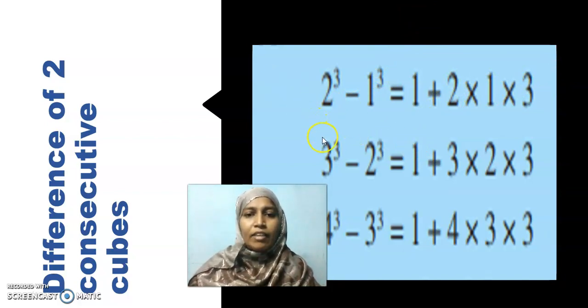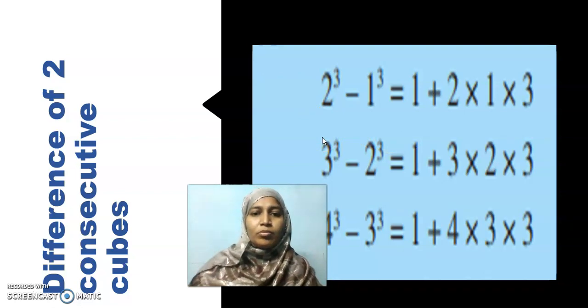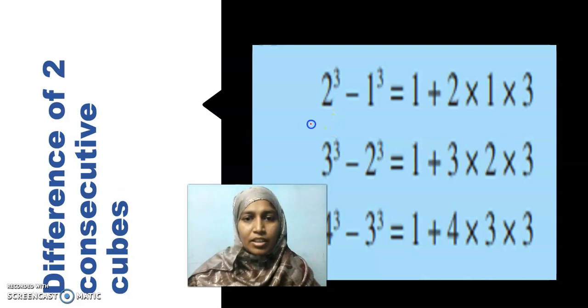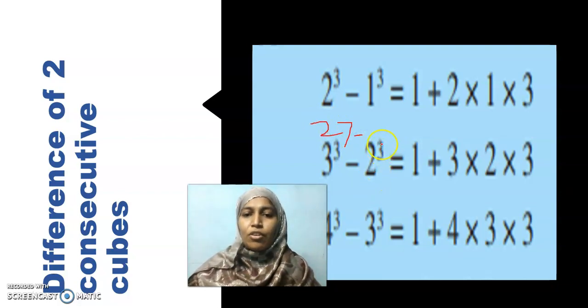Here I have 3 cube. What is 3 cube? 3 3s are 9, 9 3s are 27. What is 2 cube? 2 2s are 4, 4 2s are 8. Not 3 2s are 6, my dear children. Again be careful with this. Not 2 3s are 6. 2 into 2 into 2. You have to multiply 3 times. Not 3 into 2. 2 into 2 into 2.